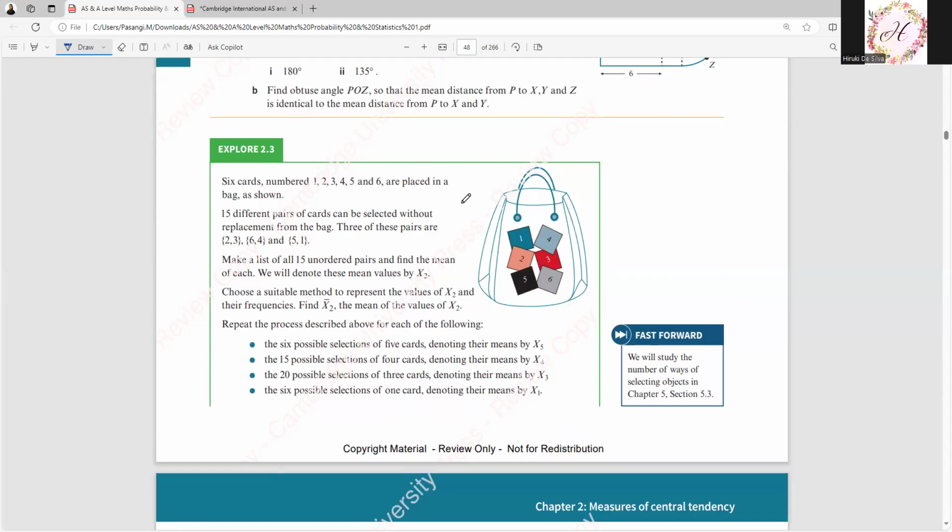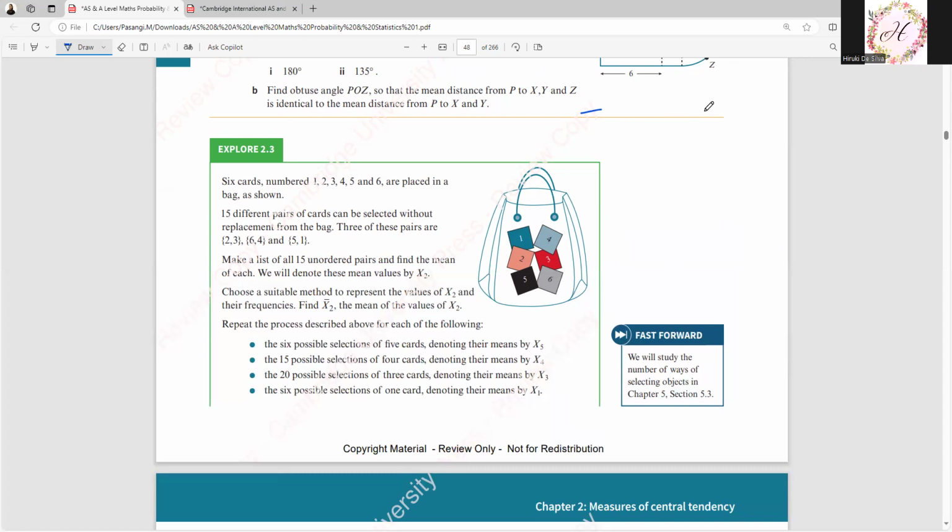Anyway, when it comes to taking cards, we have two methods. One is with replacement, the other one is without replacement. With replacement means once we take a card out, we put it back into the bag or box again and do the picking again and again repeatedly. That is what we call with replacement.